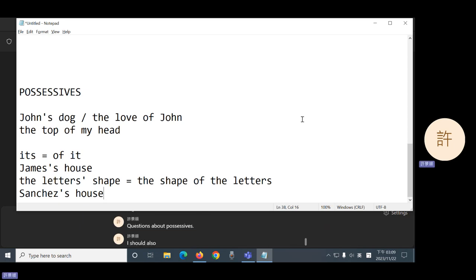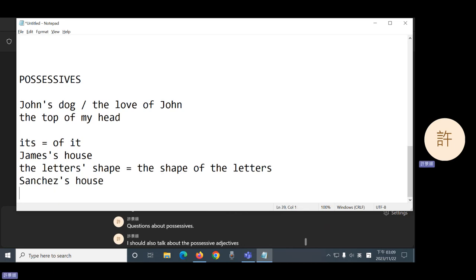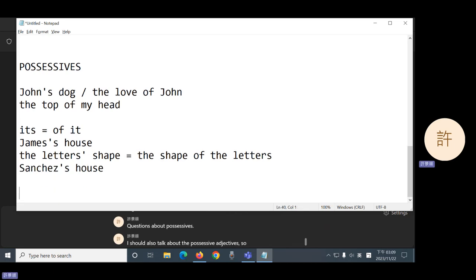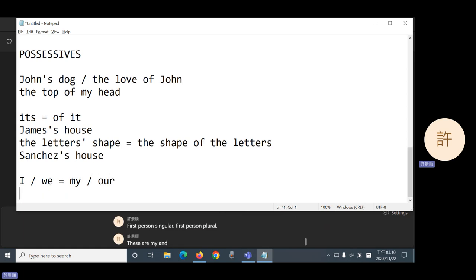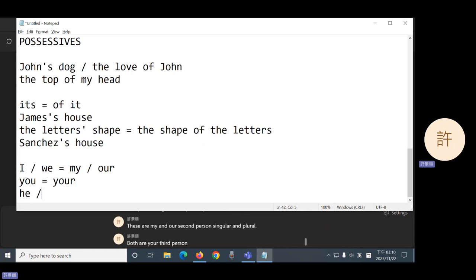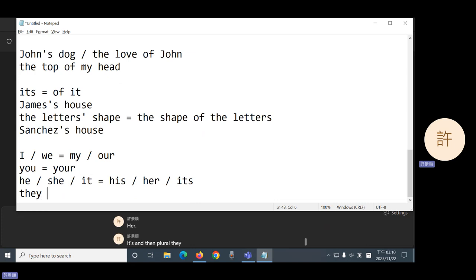I should also talk about the possessive adjectives. So we have first person singular, first person plural. These are my and our. Second person singular and plural both are your. Third person singular, he, she, it, his, her, its, and then plural, they, is, their. Right, I'm sure you know this. I'm helping you to refresh your memory.